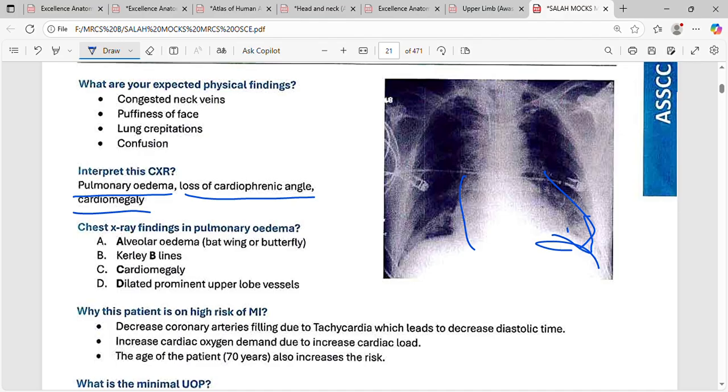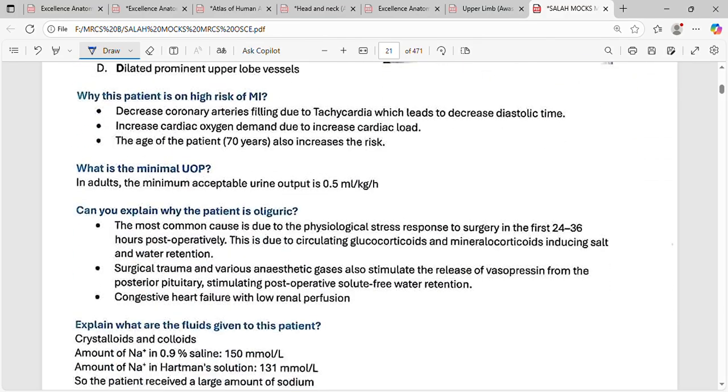And what are the findings in pulmonary edema? Alveolar edema, bat wing or butterfly appearance, Kerley B lines, cardiomegaly, and dilated prominent upper lobe vessels.